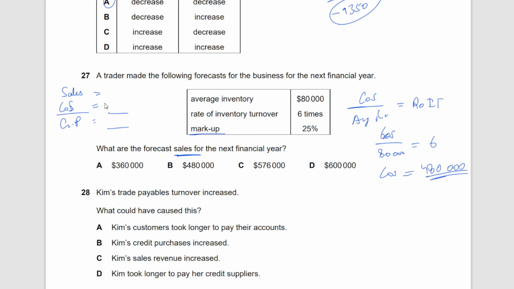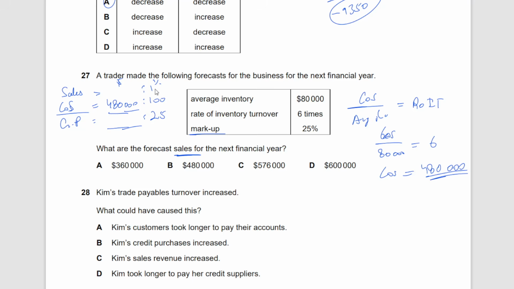Now we know our cost of sales, it is 480,000. We know the markup. Well, markup means it is gross profit as a percentage. So gross profit is 25 of what? As a percentage of what? Is its markup. So it's as a percentage of cost. So cost must be 100 if you're dealing in terms of percentages, right?